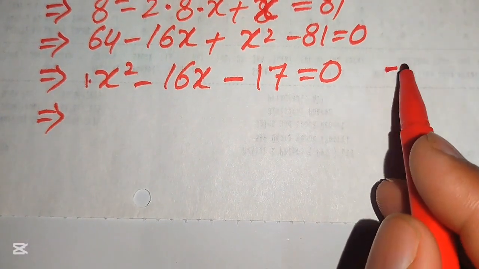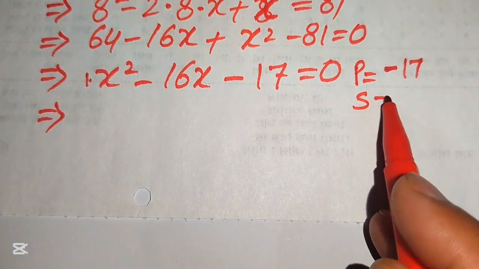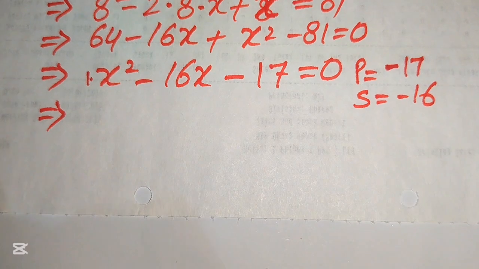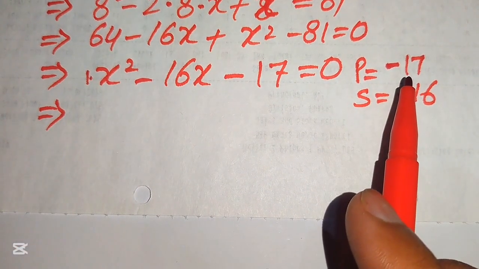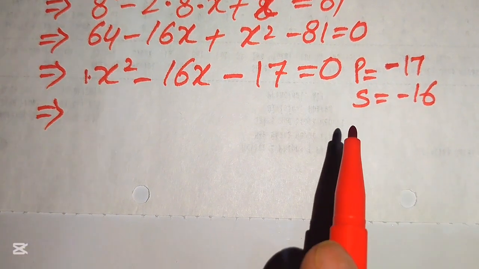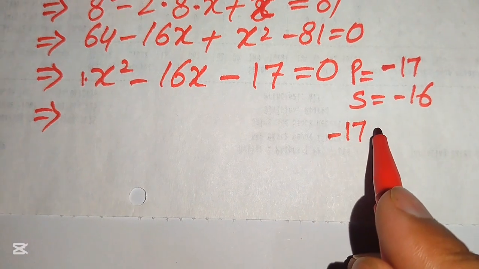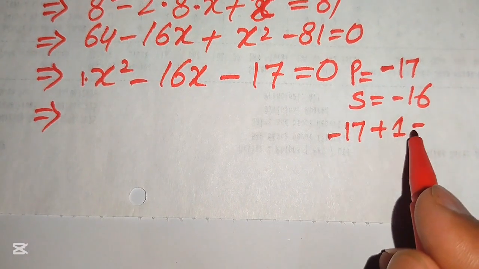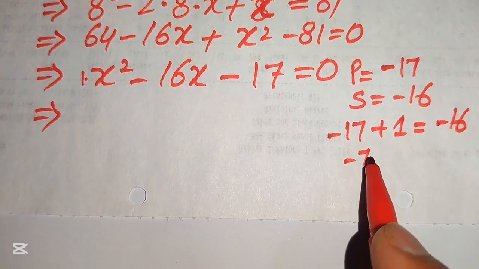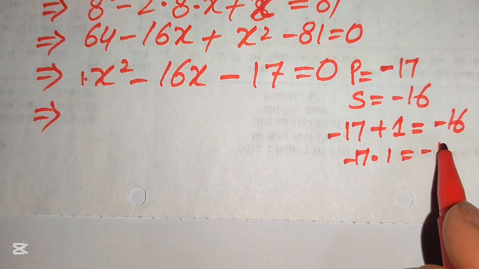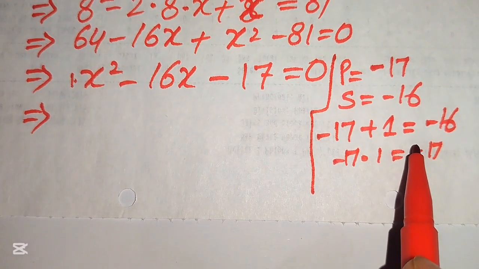minus 17. It means that we need any two numbers whose product is minus 17 and whose sum is minus 16. So we find that pair of numbers whose product is minus 17 and sum is minus 16, and those numbers are minus 17 and plus 1. So you see here minus 17 plus 1 equals to minus 16, and the product of these two numbers is equals to minus 17. So it means that minus 17 and 1 satisfy the given conditions.